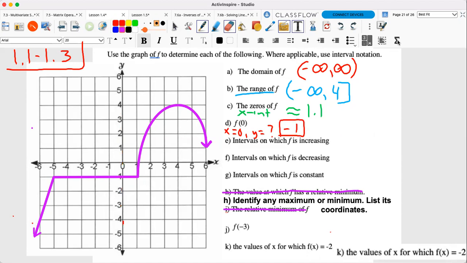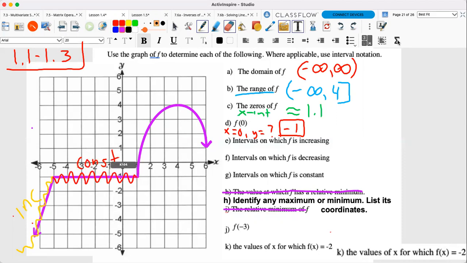Intervals over which f is increasing. We can do increasing, decreasing, and constant all at the same time in a sense, right? So remember, this is all as we go left to right. What's happening to my y values? So as I traverse left to right here, what's happening? It's increasing there. What's happening right here? Constant.